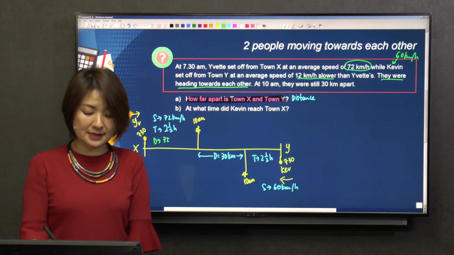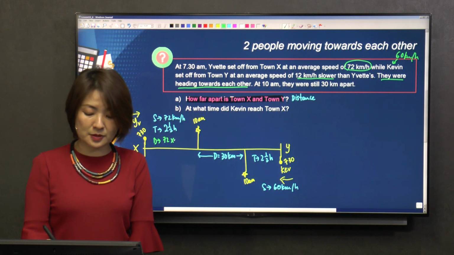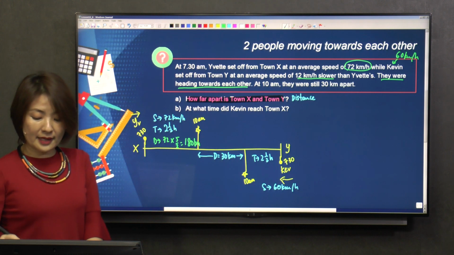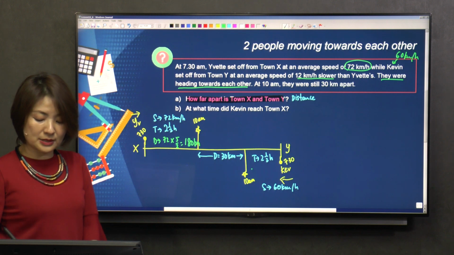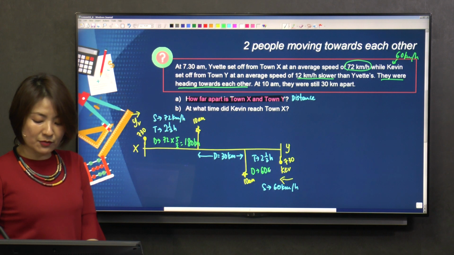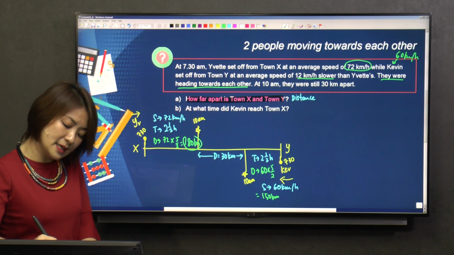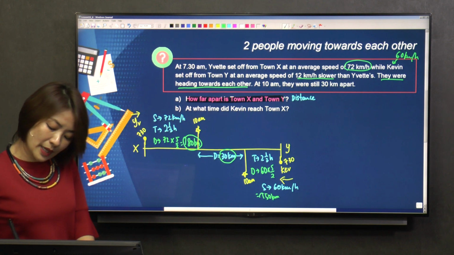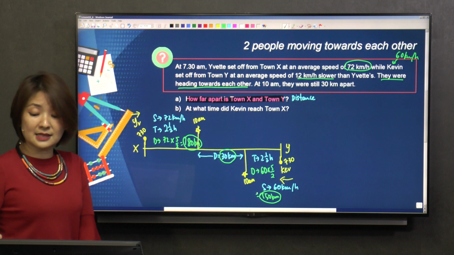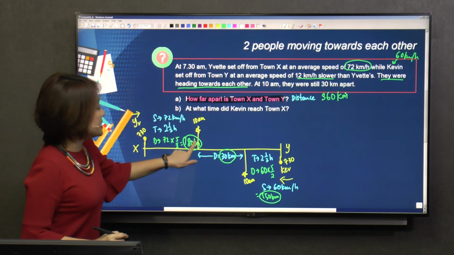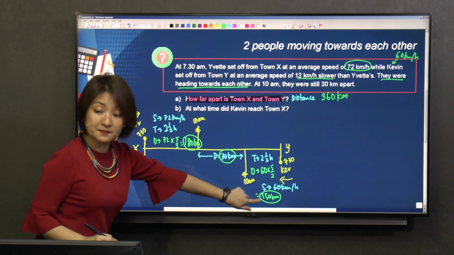72, distance is speed times time. So times 2.5, meaning times 5/2. That gives you 180 kilometers. Okay, and this one, the speed is 60, so distance is 60 times 5/2. That will give you 150 kilometers. So you have 180, 30, and 150. So the total distance is 360 kilometers. Right? 180 plus 30 plus 150.